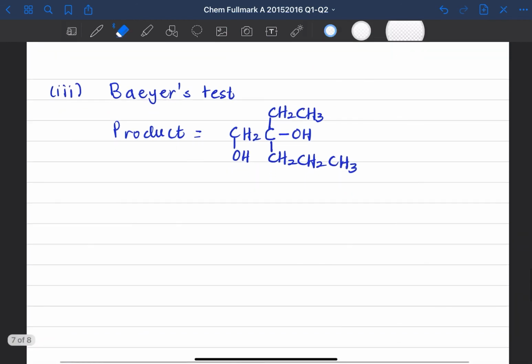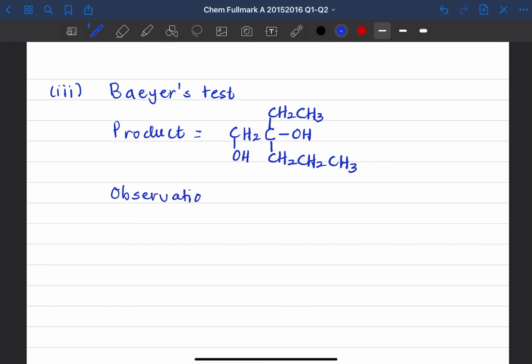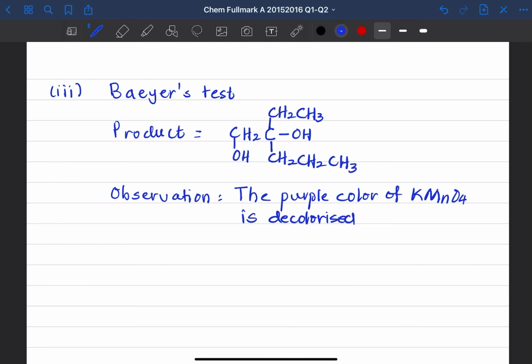And then the question asks about the observation. So when we use cold alkaline KMnO4, you write the observation: the purple color of KMnO4 is decolorized, and a brown precipitate forms.